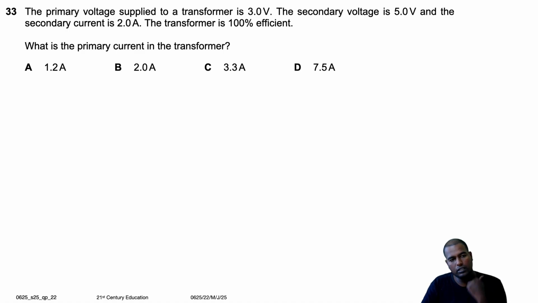Primary voltage supplied to a transformer is 3 volt, secondary voltage is 5 volt, and the secondary current is 2 ampere. The transformer is 100% efficient. What is the primary current in the transformer?